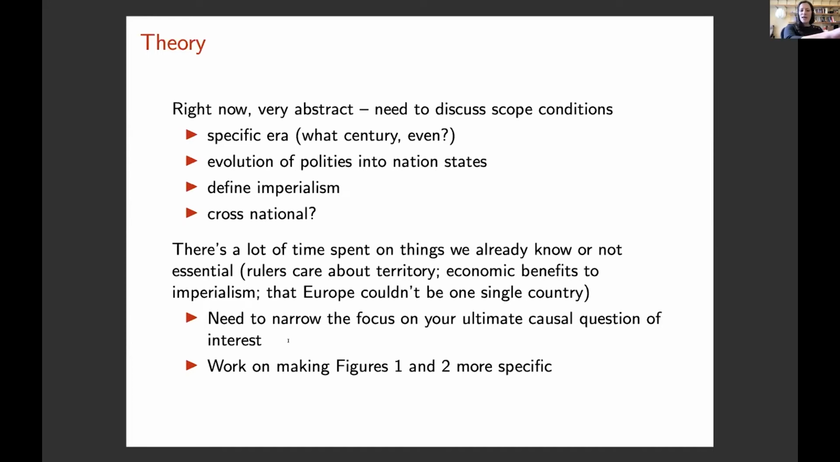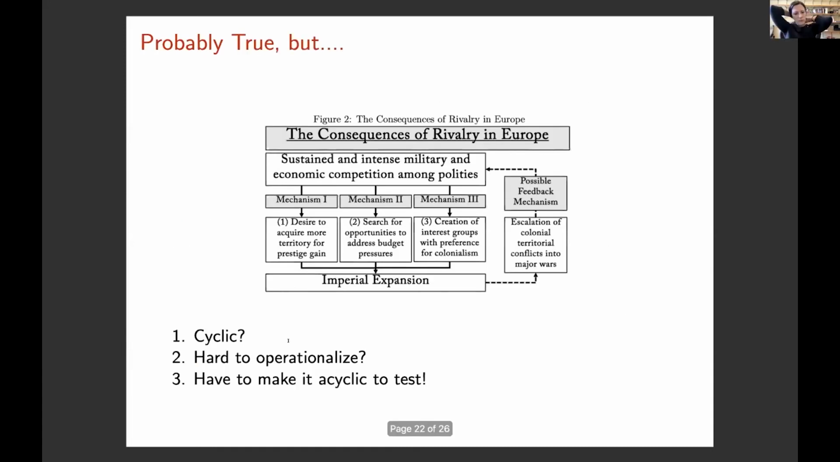And I'd like you to narrow the focus on your ultimate causal question of interest, and that includes working on figure 1 and figure 2, which I'm going to discuss in more detail now. So this is very pretty. I like the flow chart. It's very well done. But I'd like to push you on a couple of things here. I buy this story. I think that all of these mechanisms are at play. I think that this is probably true, right? But there are a few issues here.